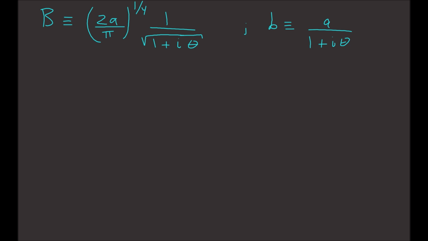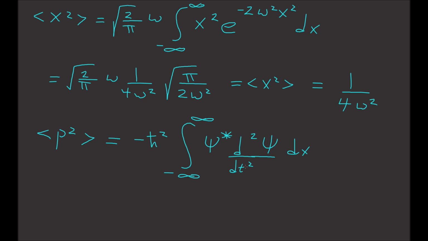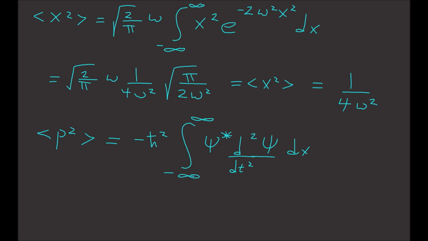Okay, so now if we take the second derivative of psi with respect to x. I'm sorry, earlier I said this is t, it should be x. So this should be x. I can't write. Anyway, so this here should be x.